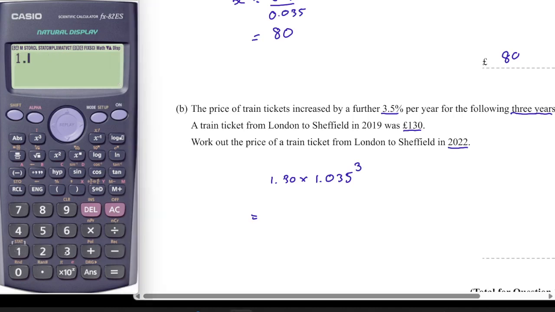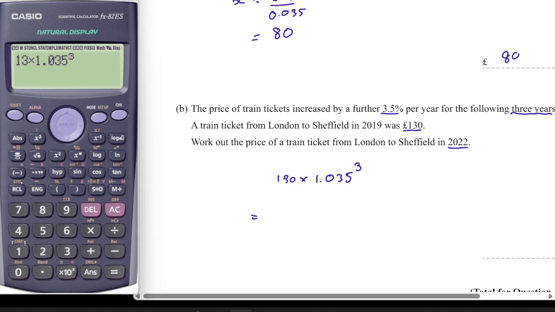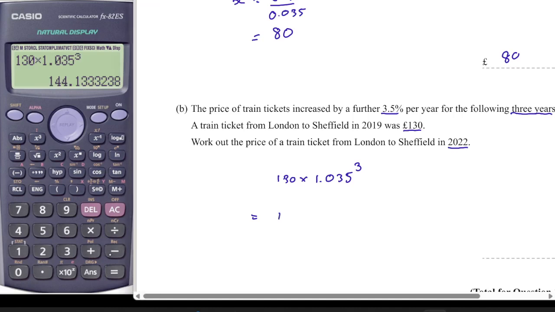So 130 times by 1.035 to the power 3 gives us, I typed in 1.3 instead of 130 at first, £144.1333 dot dot. So the price is going to be £144.13.